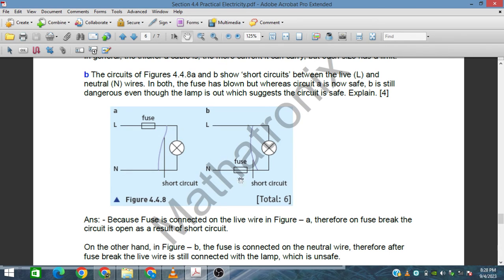But in case of this, if it short circuits, this fuse will blow, but as a result of this fuse blowing, the live wire will be applied here at this point, and it could be dangerous. So this A is the safe one and this B is unsafe. So that's why the fuse is always placed on the live wire.